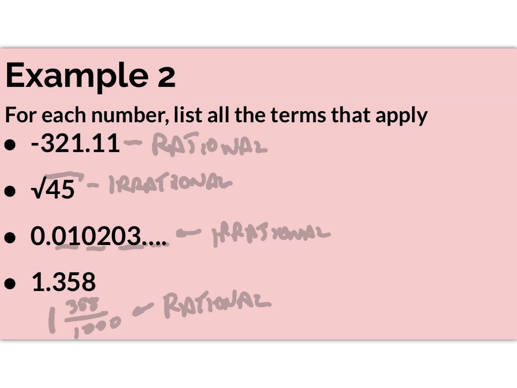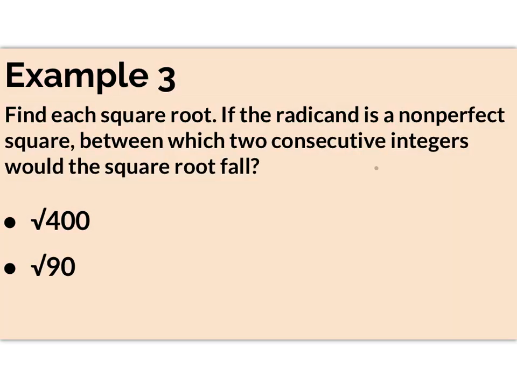Let's look at our next example. Okay, so let's look at our third example. The square root of 400 and the square root of 90. So find each square root.